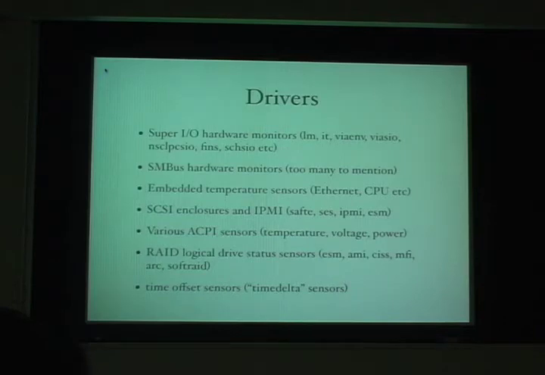Then there are some embedded temperature sensors in the Ethernet chips, for example 10 gigabit Ethernet chips, or in CPUs from Intel and from AMD. Also SCSI enclosures, IPMI and LAN. And there are various ACPI sensors which allow you to monitor temperature, voltage, power, and battery information. And RAID logical drive status sensors, time offset sensors, and other sensors.